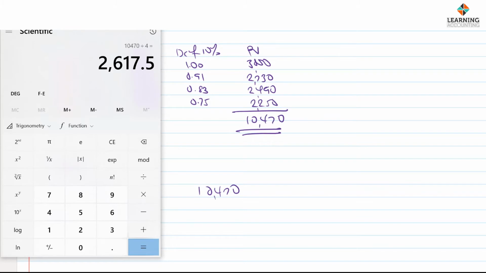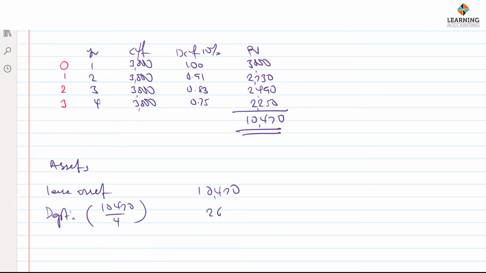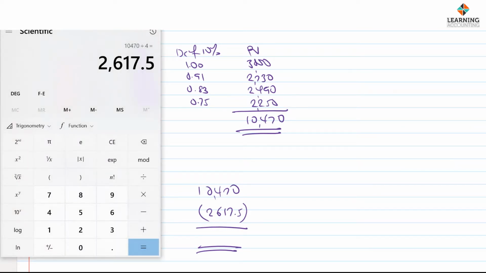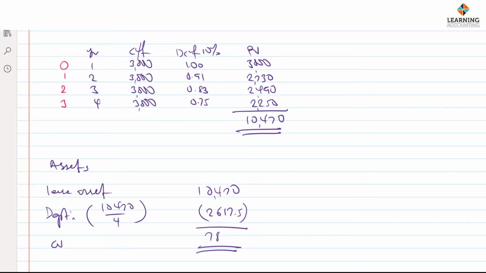This gives 2,617.5. Of course, the depreciation figure is also high, giving us the carrying value at each year end. So we have 10,470 minus 2,617.5, and that gives us 7,852.5. This is for year 1, and then years 2, 3, and 4.